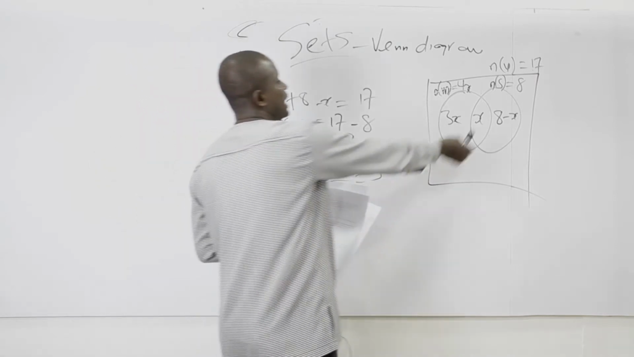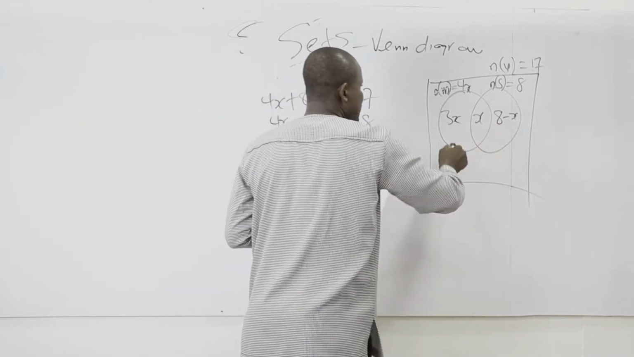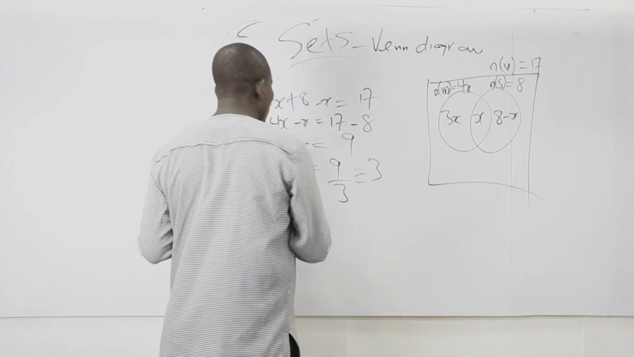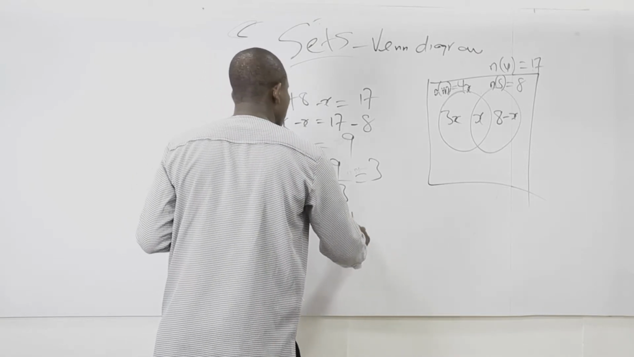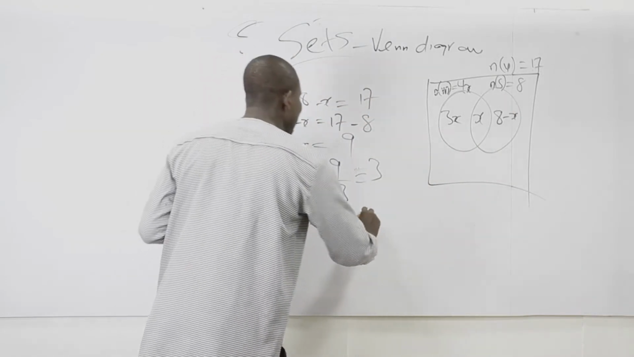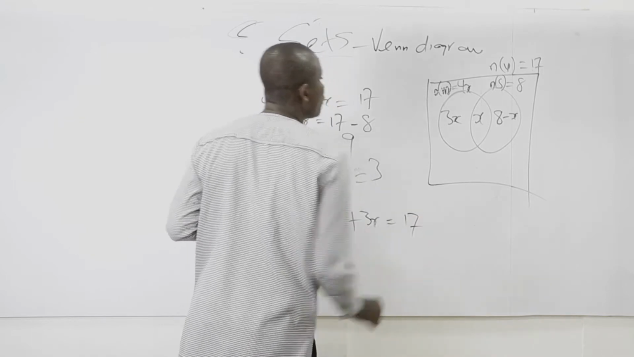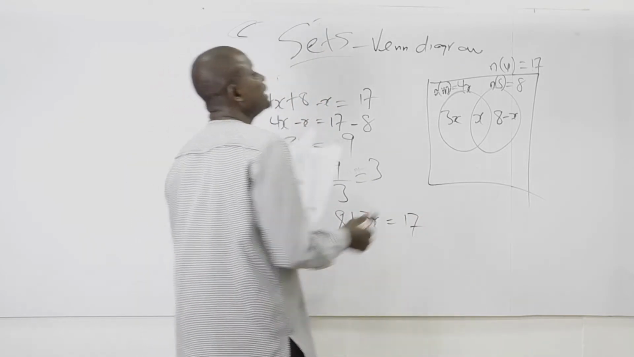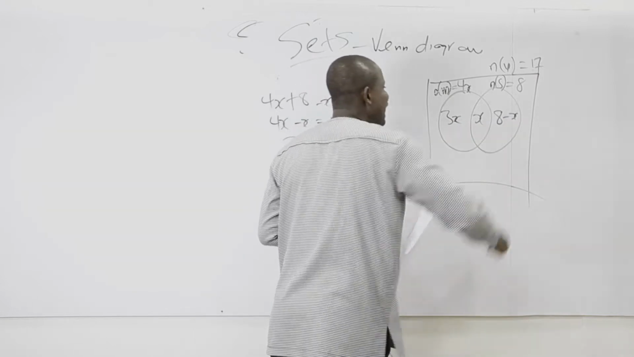Instead of writing the x, another person can also pick the circle of 8 and then add this. Once you have written 8, I will not write anything inside the circle again. So 8 plus 3x is equal to what? 17. I hope you are getting the point. The moment you write the 8, 8 represents the whole circle. So once I write the 8, nothing inside here.